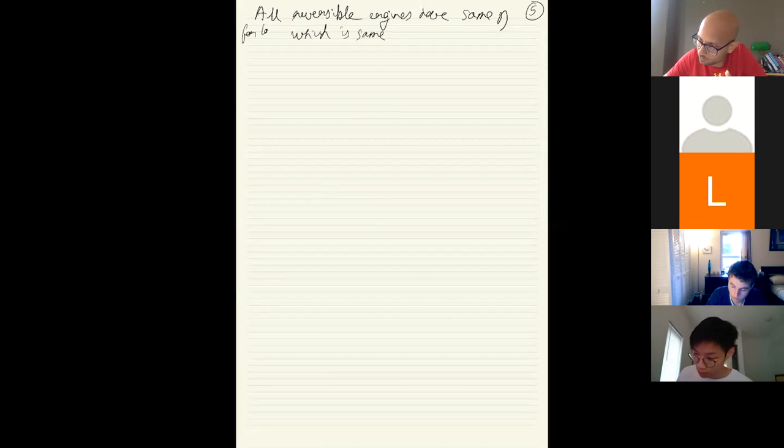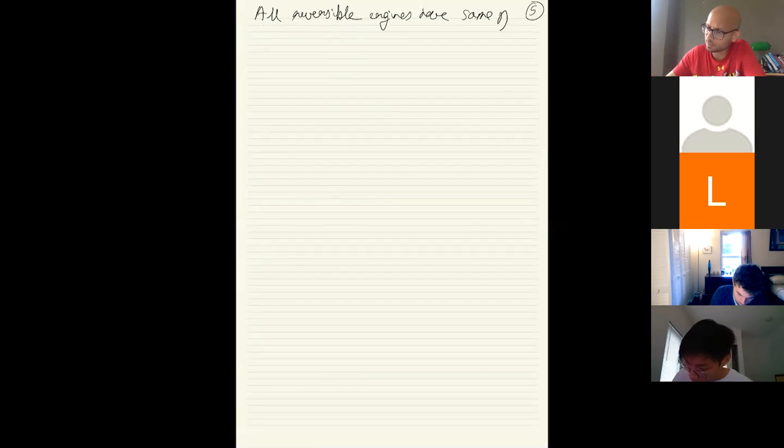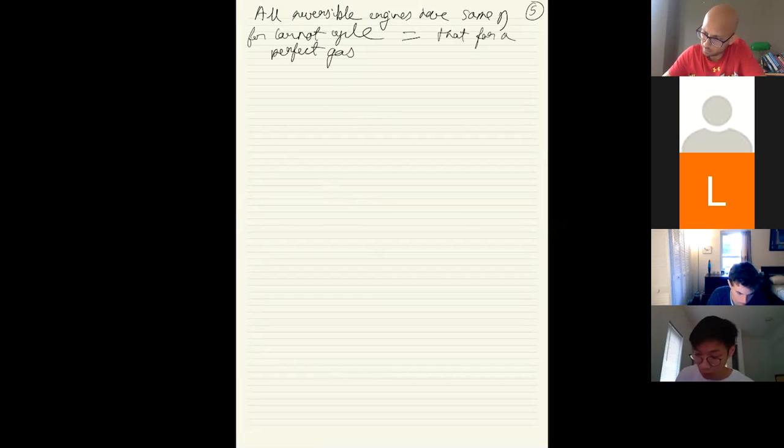Before next time I get butchered on a homework problem: sometimes I say things and don't write it. That can create problems if you're just looking at notes. All reversible engines have the same efficiency as the Carnot cycle, equal to that for a perfect gas, because that is just one such reversible engine. Equal to, what is this efficiency?